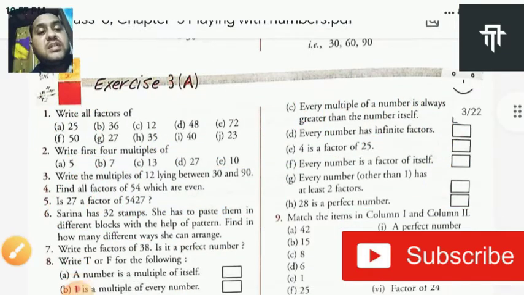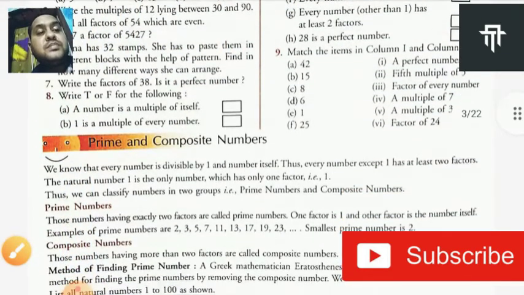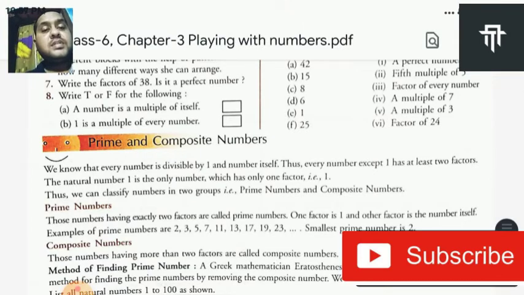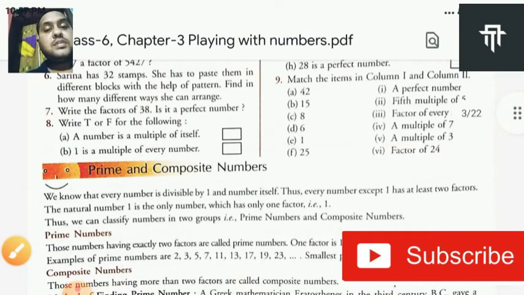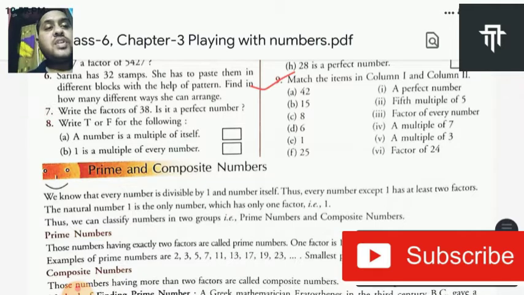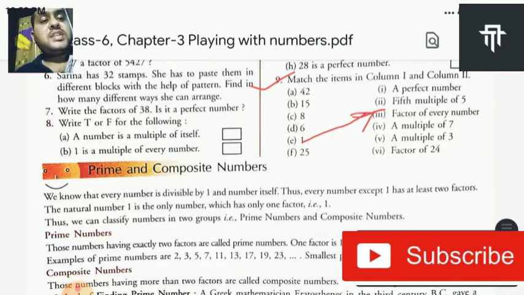Next one is match the following. We have the numbers 42, 15, 8, 6, 1 and 25. On the other side we have a perfect number, fifth multiple of 5, a factor of every number, a multiple of 7, a multiple of 3 and a factor of 24. So let's match it. First is factor of every number. 1 is the factor of every number, correct? Match it with 1.